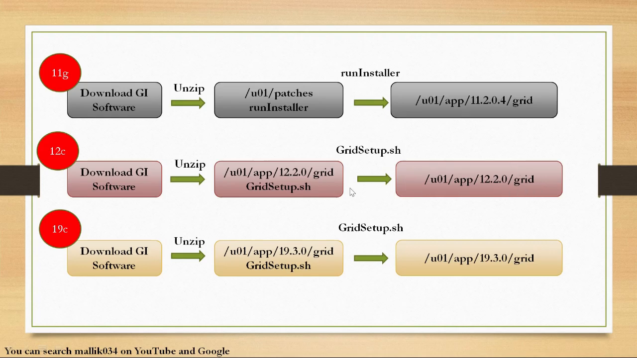infrastructure home. Similarly with 19C also, we are going to download the patches and then directly unzip into my grid infrastructure home, and from that grid infrastructure home we are running the grid setup.sh. It is going to relink all my libraries, binaries and executables, and then make it a grid infrastructure home. This is typically the change from 11G to 12C and then 12C to 19C. This is how it works in grid infrastructure installation.